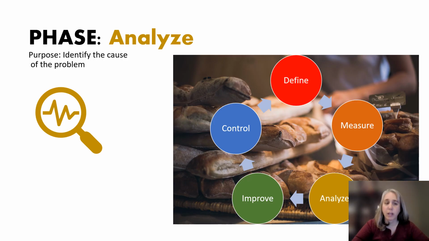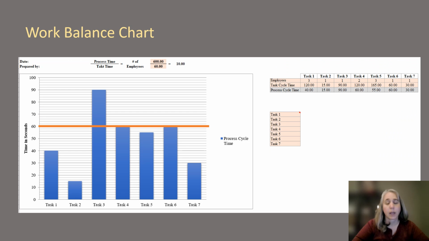This brings me to my third phase of analyze, with the purpose of identifying the cause of the problem. I utilized a work balance chart in this phase. It's a bar chart that helps me to visualize that waste and identify opportunities to create flow.